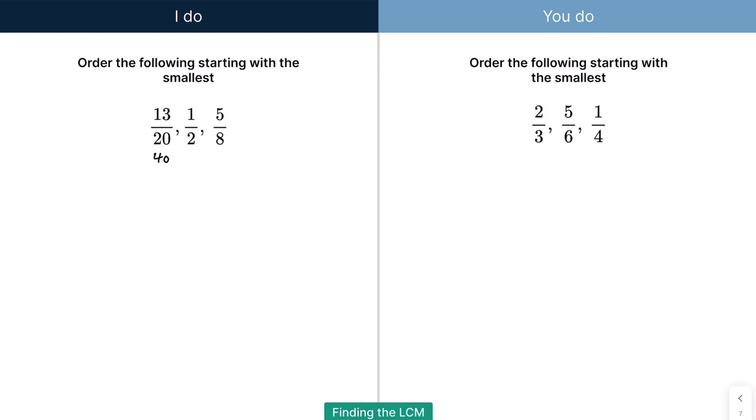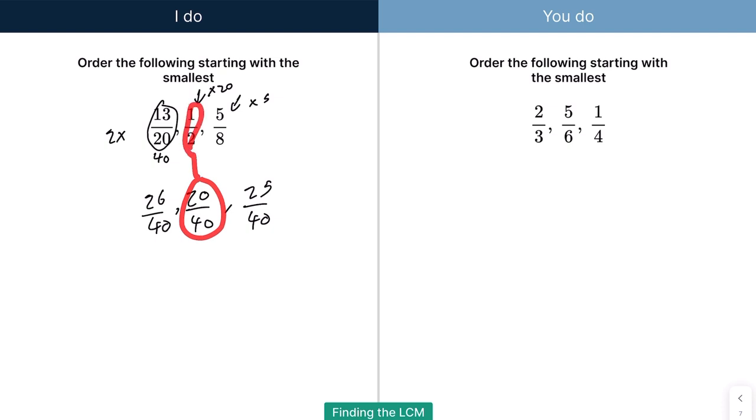So how do we get this to 40 in the denominator? We just times the top and bottom by 2. So that gives me 26 over 40. Now, how do I get this second fraction to a 40 at the bottom? Well, I just need to times the top and bottom by 20. And how do I get this to become 40 in the denominator? Well, I just times the top and bottom by 5. And now you can see the smallest one is that one there, which is a half. So I'm going to write that down. And I'm going to cross this off.